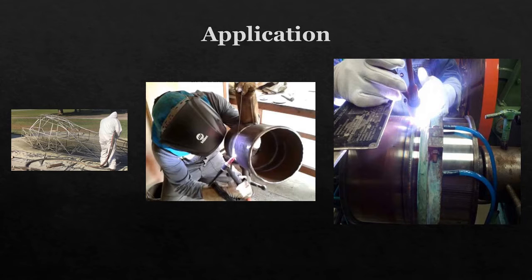Now, the applications of gas tungsten arc welding are various. The first picture shows the process of making an aircraft frame that is done using this type of welding, while the second application of gas tungsten arc welding is for a jet engine casing and as a rocket motor casing.